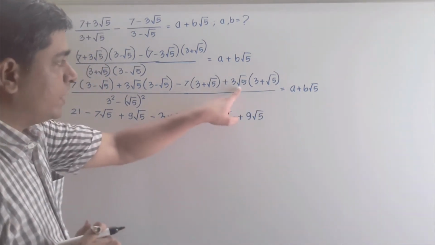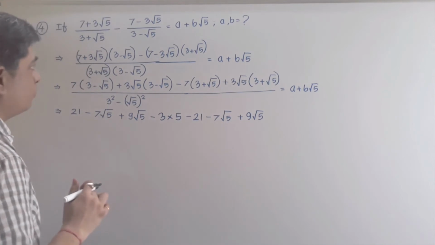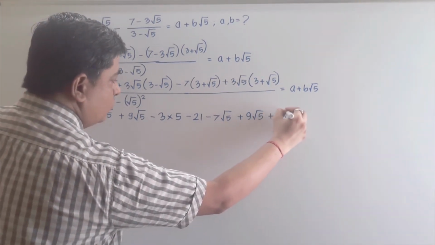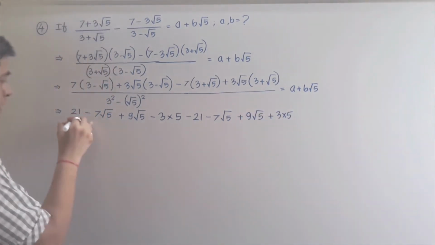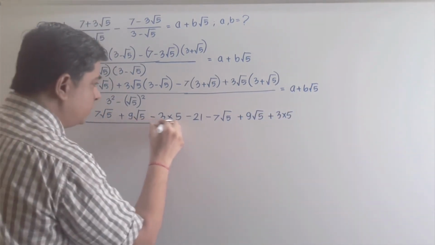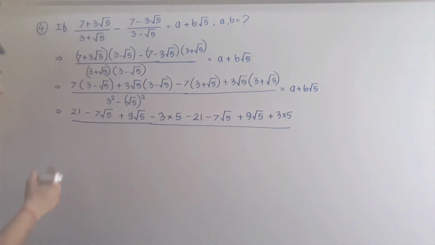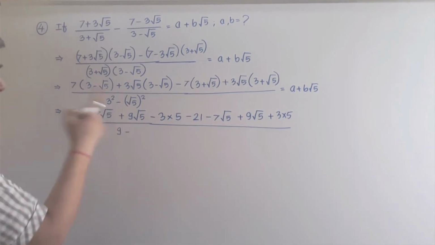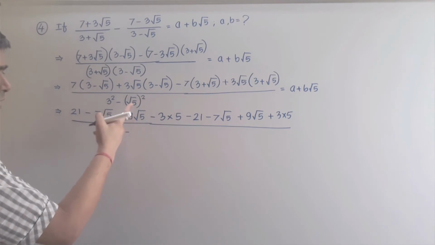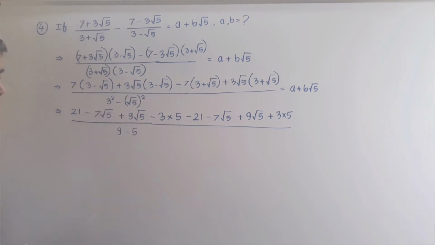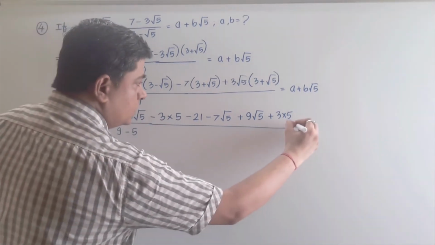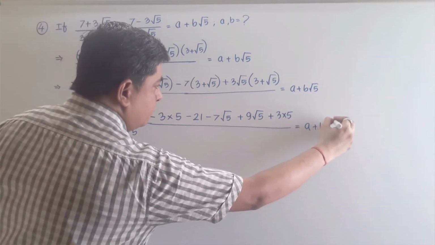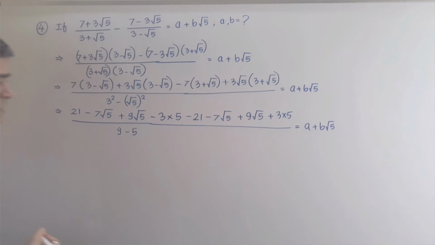And 3 root of 5 multiplied by root of 5 will become plus 3 into 5, in the denominator. Now simplify the terms of the denominator also. The square of 3 is 9, minus the square of root of 5. The square and square root get cancelled, so this will remain 5. This is equal to, the right hand side you carry as it is until we get the simplification of the left hand side.